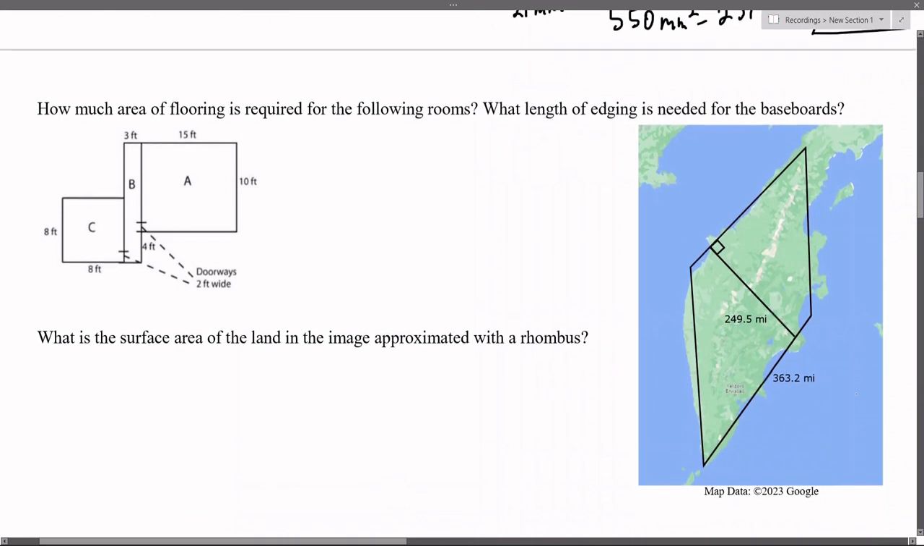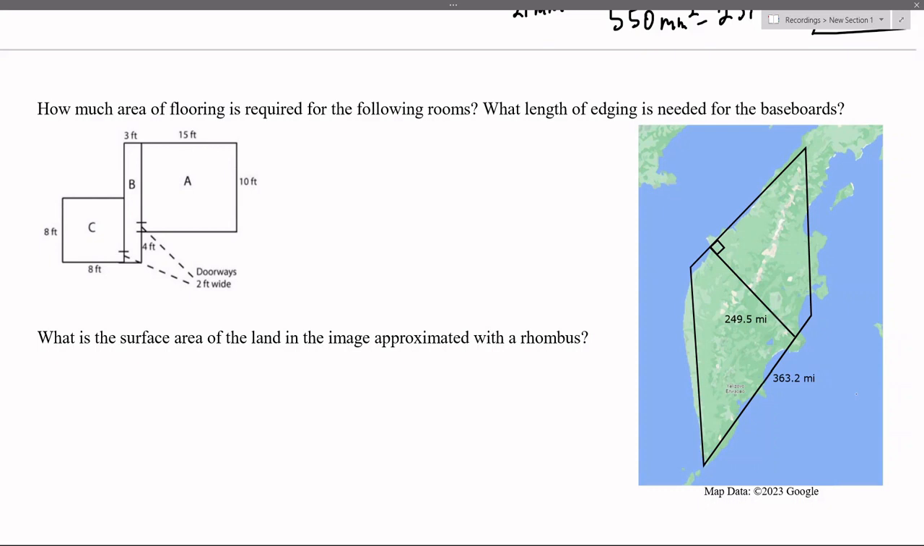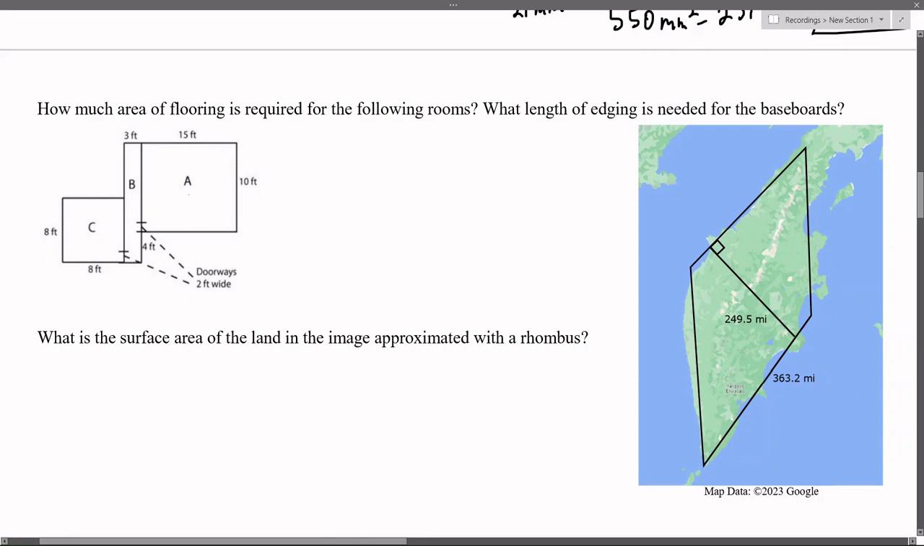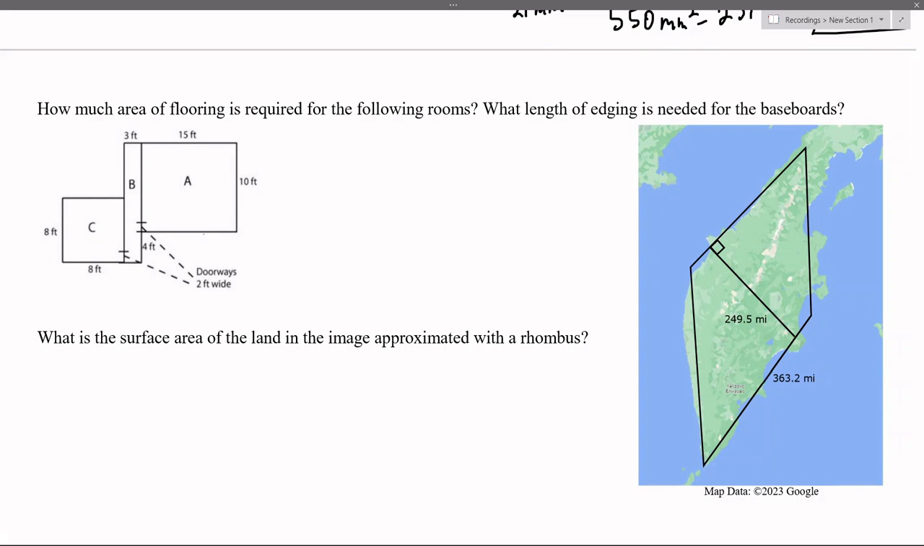All right, how much area of flooring is required for the following rooms? And then what length of edging is needed for the baseboards? So we have 3 rooms here, A, B, and C. And then we also need to figure out what is the length around these portions. We're not going to include the doors because the doors don't have baseboards on them. But we do have baseboards on all of the side lengths for these rooms. So we're going to have to add up. So that's what we're kind of calculating here. The area is going to be the flooring, and the perimeter is the edging for the baseboards.